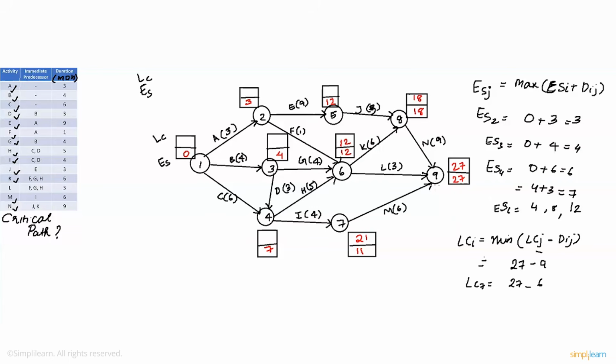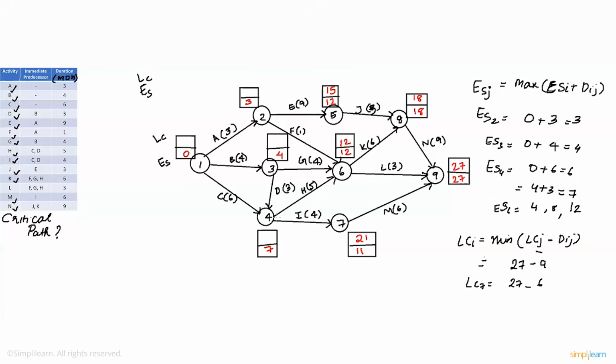Now let's go to node number 5. For node number 5, the latest completion time will be, since we're directly connected to node number 8, 18 minus 3, which is 15. Let's write that down. Let's go to node number 4, which has 2 points connecting out of it, H and I, to nodes 6 and 7. So let's choose among the two. So for node number 4, it'll be either 12 minus 5, which is 7, or 21 minus 4, which is 17.